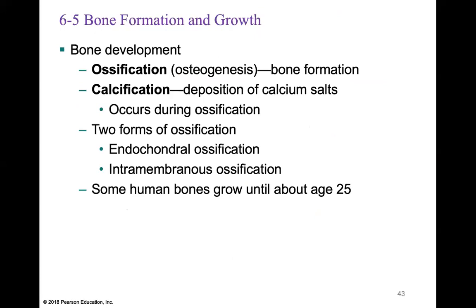Okay, so bone development. Osteogenesis is the process of bone formation, or another term for this is ossification. Calcification is the deposition of calcium salts. This is a process that actually occurs during ossification. There are two types of ossification: endochondral ossification and intramembranous ossification. And we're going to distinguish between the two in a second. Some human bones will not completely finish ossification until about the age of 25.